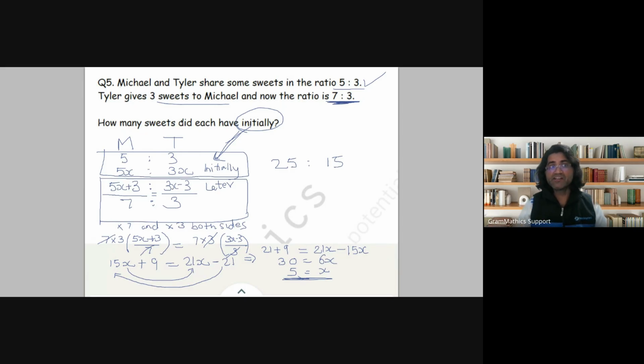What happens when Tyler gives 3 sweets to Michael? So this was Michael, this was Tyler. So Tyler gave 3 sweets to Michael. So Tyler has 12, Michael has 28. So what is the ratio? 4 is common here. So if I divide by 4, 28 divided by 4 gives me 7, 12 divided by 4 gives me 3. So my ratio is 7:3. So check done. Both checks done, which means my answer 25 and 15 is correct. Get it? Yeah? Everyone okay? Getting confident with ratios?